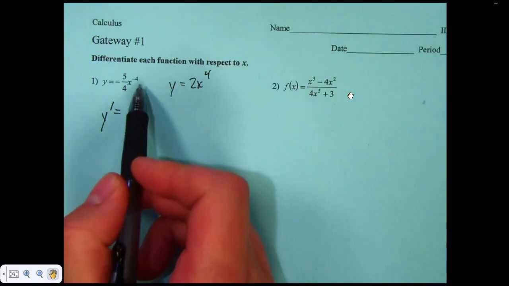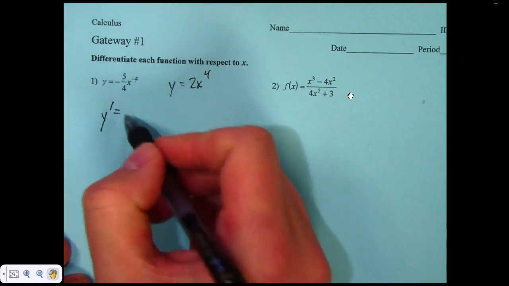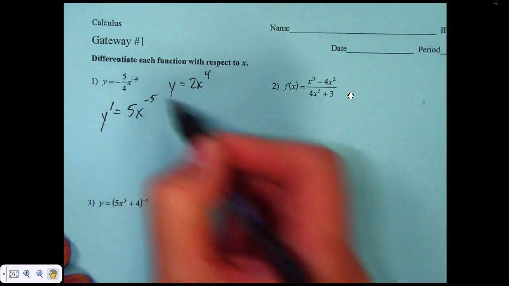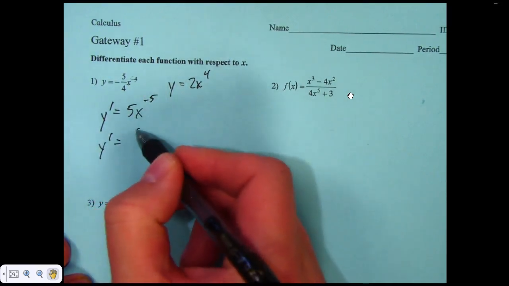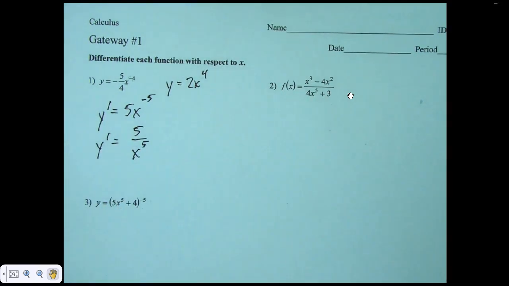It's just power rule. So you're going to bring down the power, multiply by the number in front. That would give you a positive 5. Reduce the power by 1 and give you negative 5, and then you're not supposed to have negative exponents, so that becomes 5 over x to the 5th, and that's your answer.